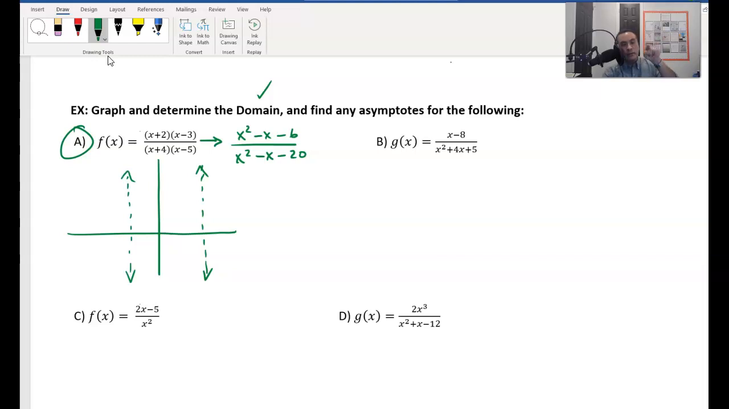How many times is x squared going into x squared? X squared goes into x squared once. So at y equals 1, somewhere around here, okay, there is a horizontal asymptote. So the graph is guided by that goalpost looking thing.